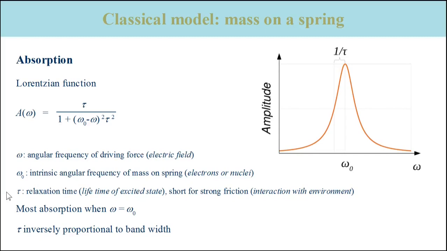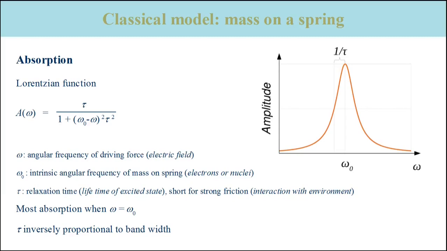In spectroscopy, tau is related to the lifetime of excited states. When the lifetime is short, an excited state will quickly return to the ground state. One says then that the relaxation time is short. This is the case when there are strong interactions with the environment.